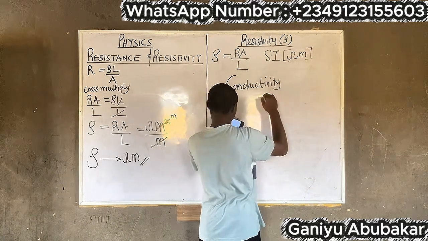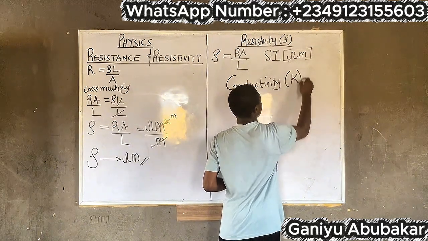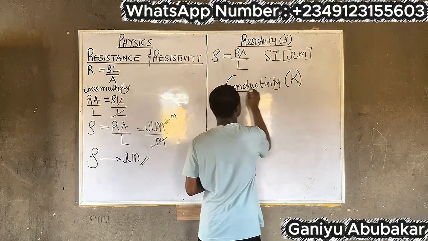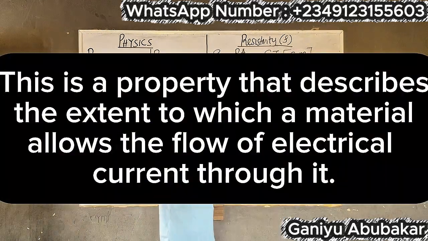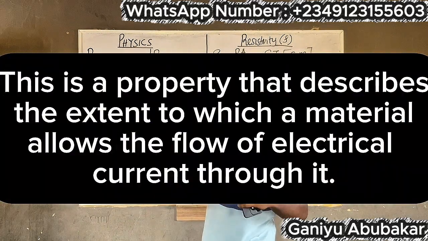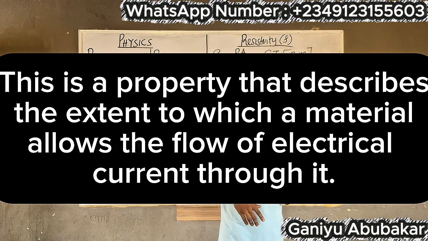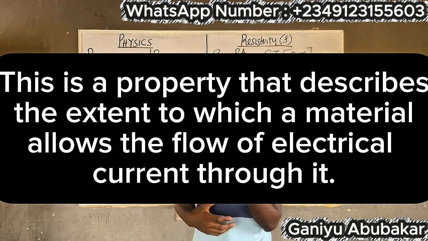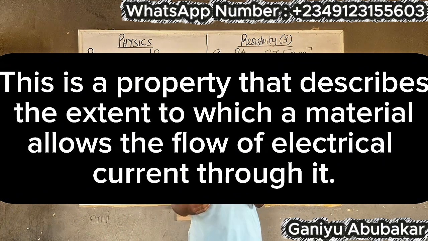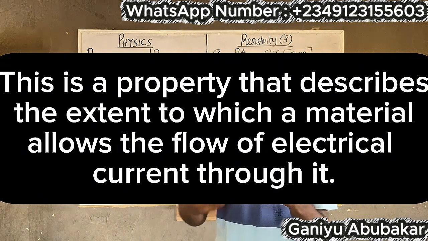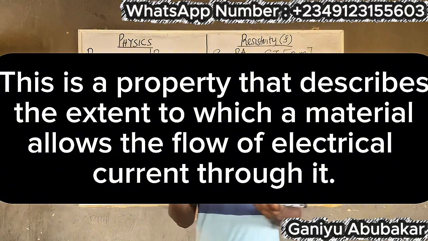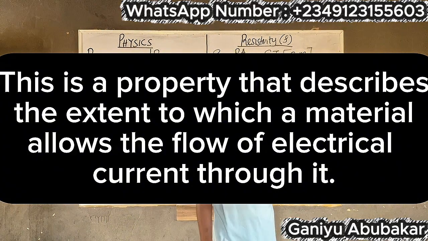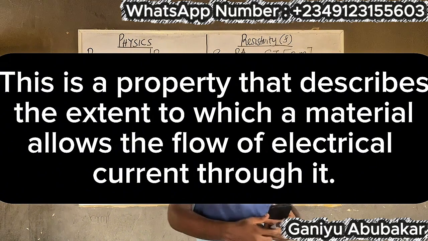Conductivity. All right, that's K. Now, what's conductivity? By definition, this is a property that describes the extent to which a material allows the flow of electric current through it.